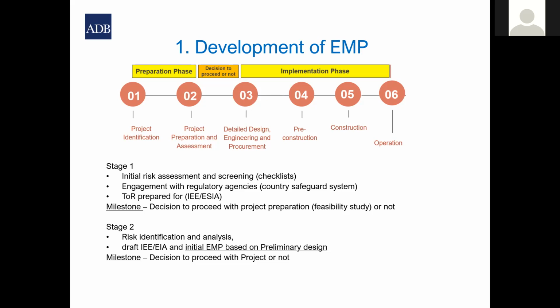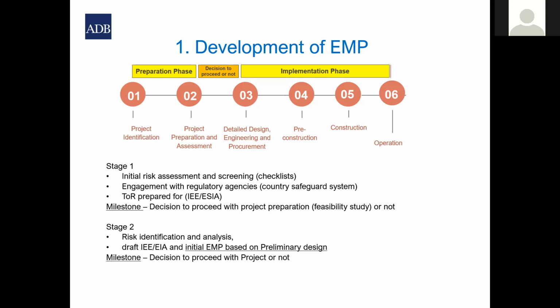At the same time, there is engagement with the regulatory agencies, your Department of Environment, and a discussion is held with them as to what their requirements are in terms of the country system, because none of the funders will go ahead with any project unless it's compliant with the country system. Also at this stage, the terms of reference are usually prepared for either the initial environmental examination or the EIA. This is what happens in stage 1. And then the milestone that completes stage 1 is a decision to proceed with project preparation.